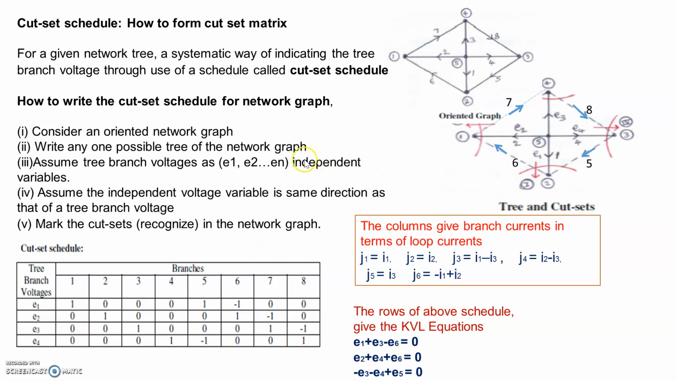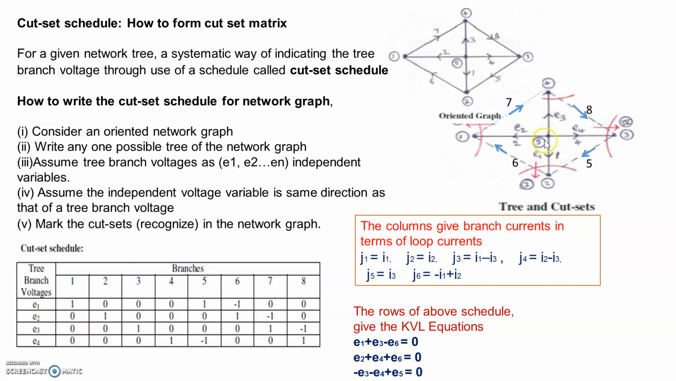Okay. Now I will explain how to fill up this matrix. First, for the graph, select a tree, then select the cut sets. That means you have to select each node where that particular node has only one tree branch connected, and that tree branch voltage is given a name as an independent variable like E1, E2 and E3. Okay. So here 4 are selected.